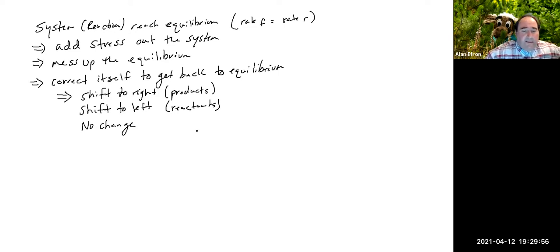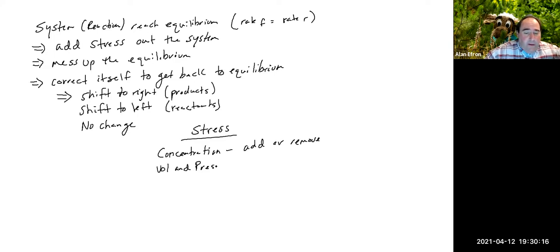So what are the stresses that we can do to a system? Well, we can do something with concentration. And typically with concentration, we could either add or remove concentration. We could also do something with volume and pressure. We could also do something with temperature, increase or decrease. Same thing with these guys. You could either increase or decrease these guys. Or we could add a catalyst.